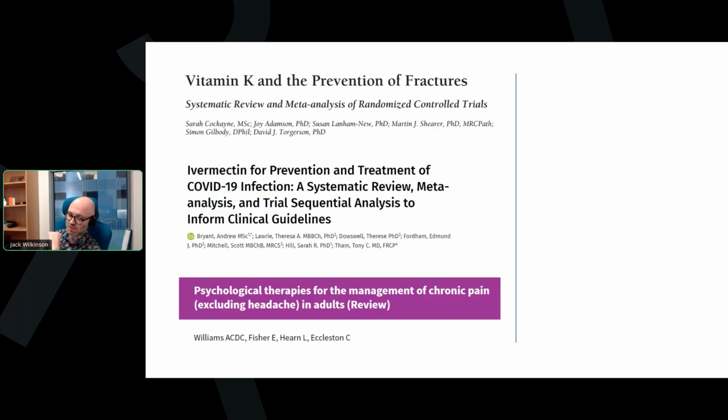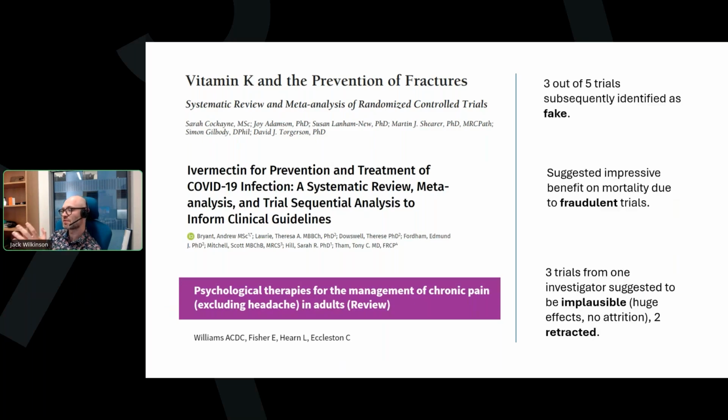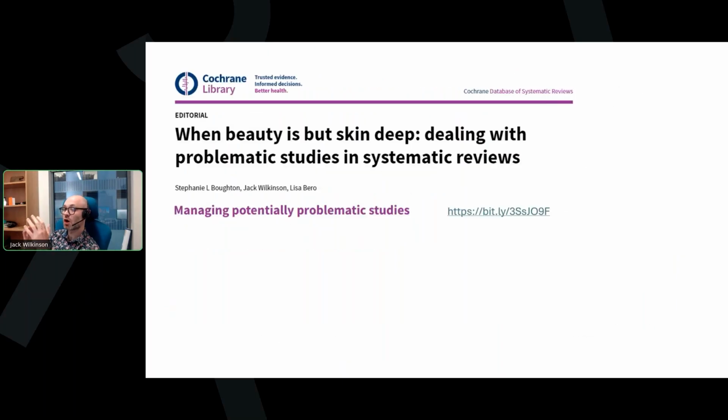And certainly this isn't just hypothetical. So we see examples popping up in systematic reviews in lots of different clinical areas. I've put a few different examples from different clinical areas on the screen here. Vitamin K for prevention of fractures, ivermectin, I already described, psychological therapies for chronic pain. These are all examples of systematic reviews where there have been serious doubts about the authenticity of some of the eligible RCTs.